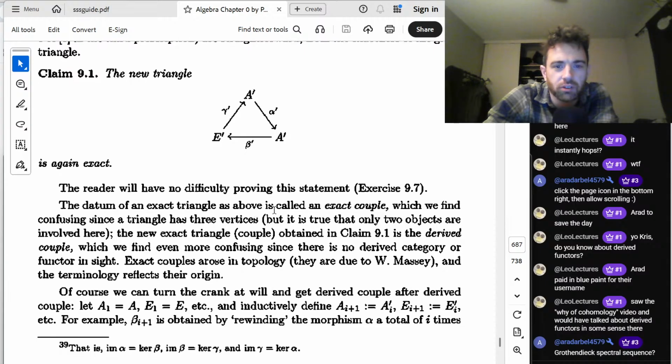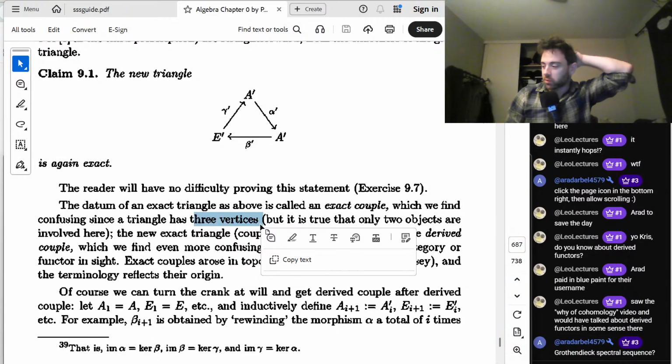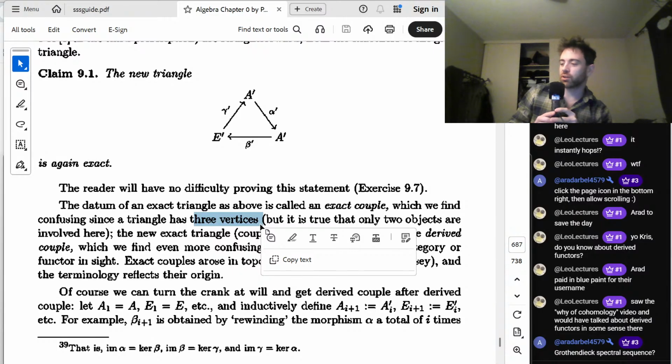The datum of an exact triangle as above is called an exact couple, which we find confusing since the triangle has 3 vertices. Yeah, by the way, I loved Alt J's first album. Maybe some of you are too young to even know it.